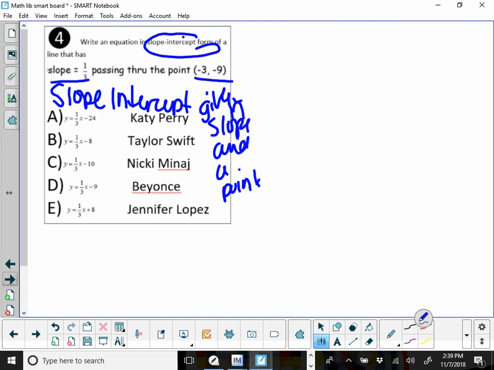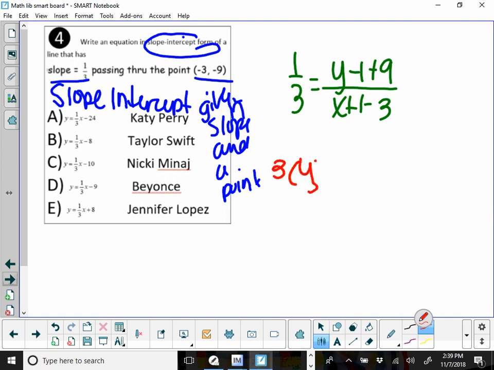All right, so we're going to set it up by using the slope and our slope formula. So it's going to be y minus -9 and x minus -3. Okay, change your double negatives. All right, and slope-intercept form, so we're going to put y first. So I'm going to cross multiply 3 times y plus 9 and 1 times x plus 3.